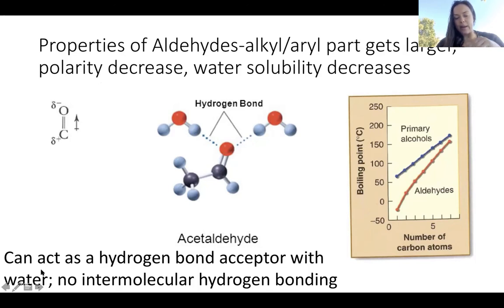Again, aldehydes can act as a hydrogen bond acceptor, meaning that the oxygen of the carbonyl here can hydrogen bond with hydrogens of water, but there's no hydrogen bonding happening between aldehyde molecules because there's not a hydrogen attached directly to fluorine, oxygen, or nitrogen. Okay. And then look at these boiling points. Again, as the number of carbons increases, the boiling point goes up. But notice the boiling points are smaller than those of alcohols.